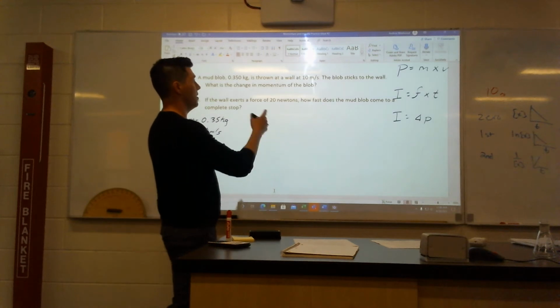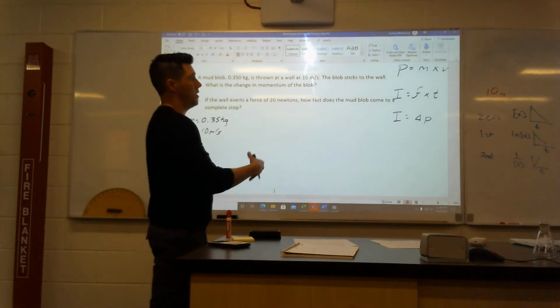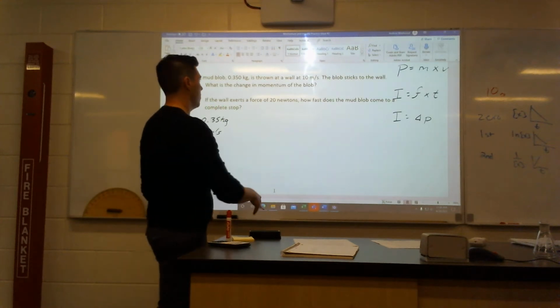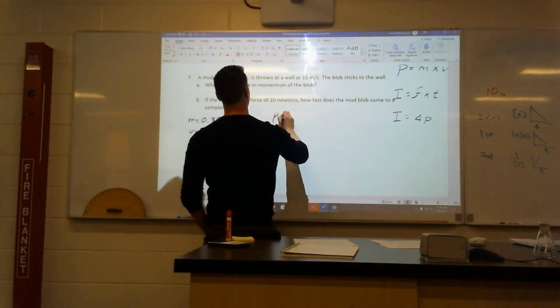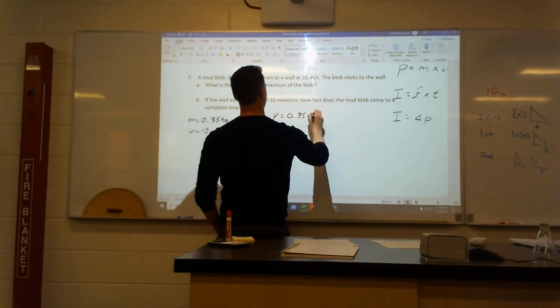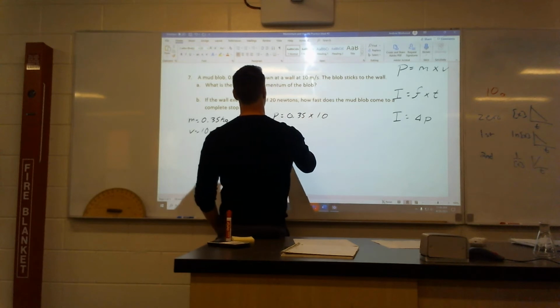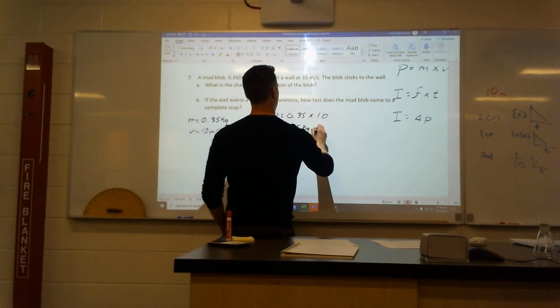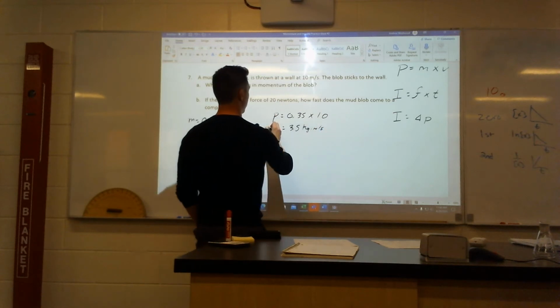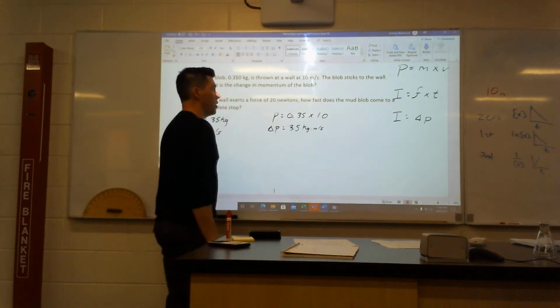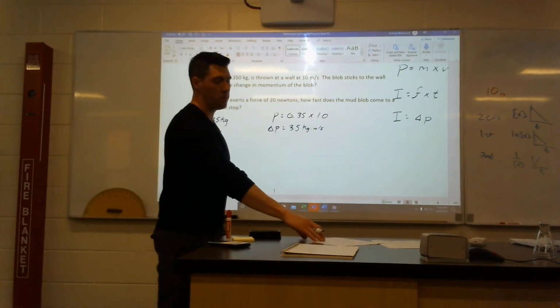All right, well, let's find what the momentum was to start off with, and then that's going to be the change because it gets to 0. So, momentum at the start would be just 0.35 times 10. So our momentum, 3.5 kilogram meters per second, and that will be our change. Okay, so that will be our change in momentum.